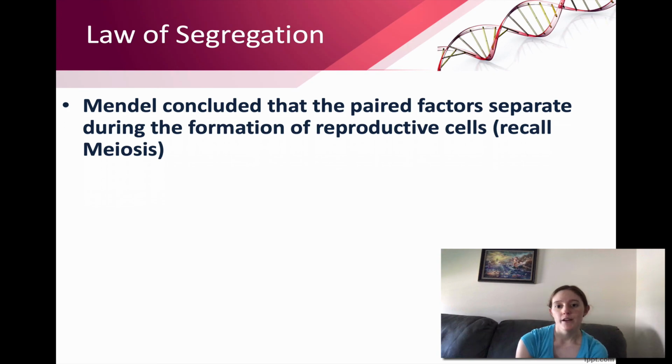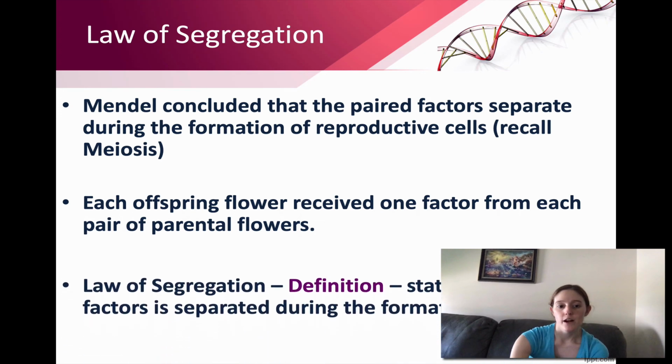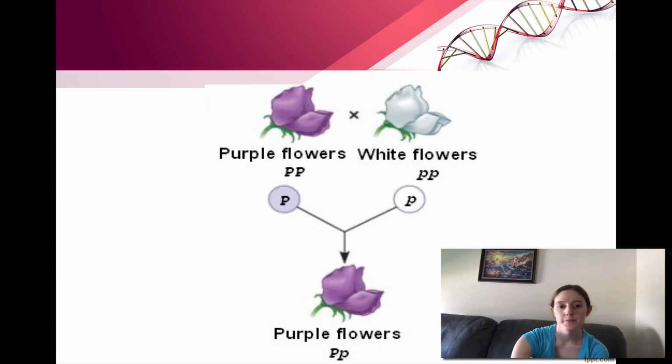Mendel concluded that the paired factors separated during the formation of the reproductive cells. So if you remember back to chapter 8 with meiosis, that's where you get your egg cells and your sperm cells. Each offspring flower received 1 factor from each of the parental flowers, which led to the law of segregation, stating that a pair of factors is separated during the formation of the gametes.